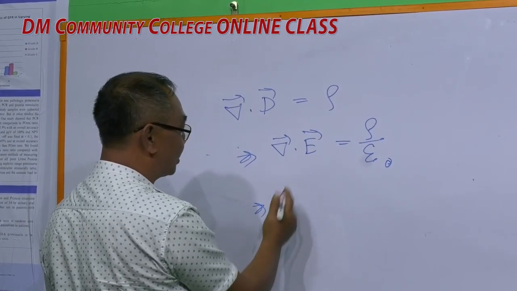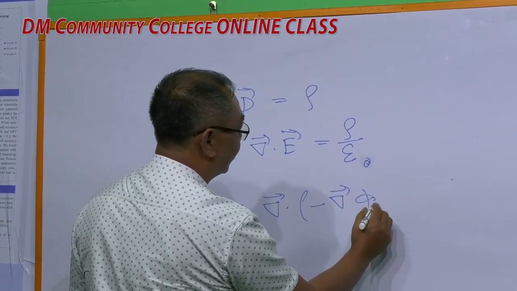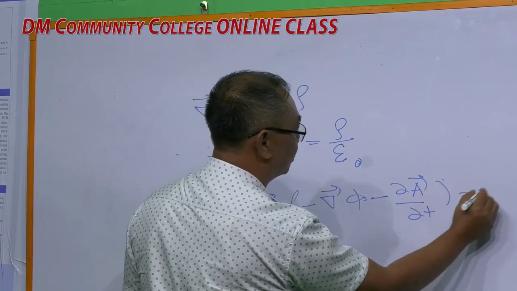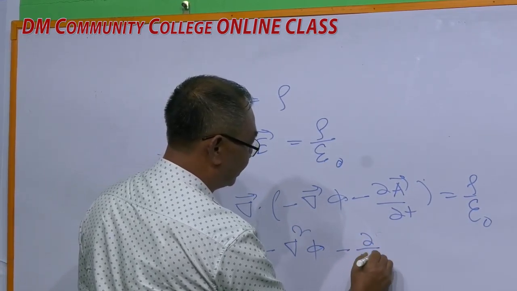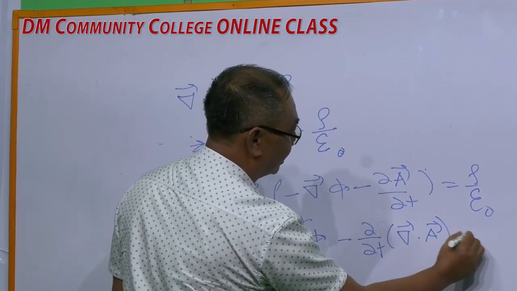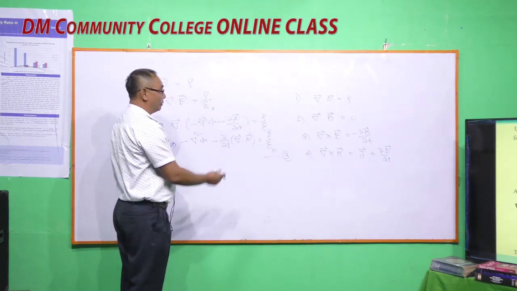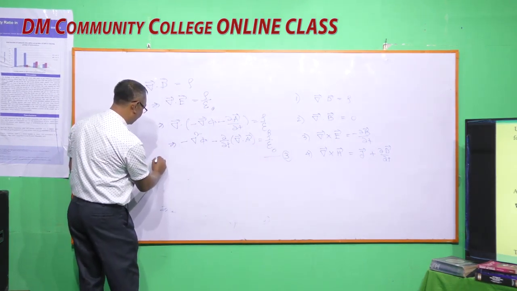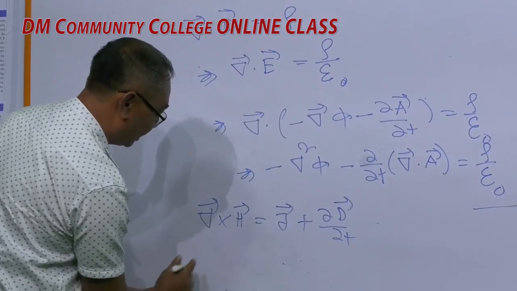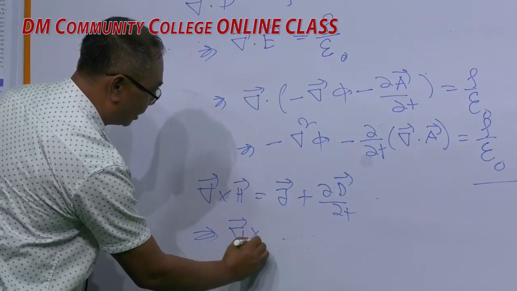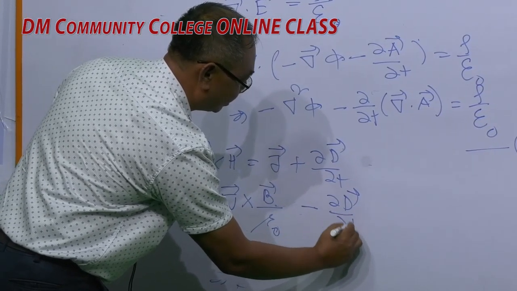Using E from equation number two, instead of E I can write minus grad phi minus del A by del t, equal to rho by epsilon naught. After simplification, you can find del square phi and minus del by del t into divergence of A equal to minus rho by epsilon naught. This is equation number three. Then again from Maxwell's equation number four, I can write curl of H vector equal to J plus del D by del t, which can be expressed in terms of B as curl of B by mu naught, where mu naught is the absolute permeability of free space, minus del D by del t equal to J vector.